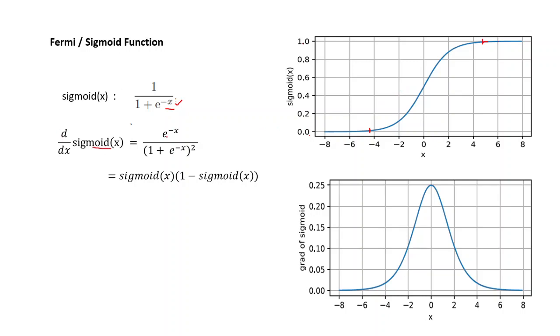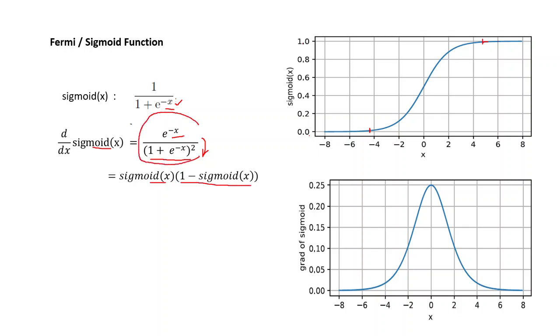If you take d/dx of sigmoid x, it is equivalent to e to the power minus x by 1 plus e to the power minus x whole square. This is the plain differentiation that you have learnt in school, and if you manipulate that, it is equivalent to sigmoid x into 1 minus sigmoid x.